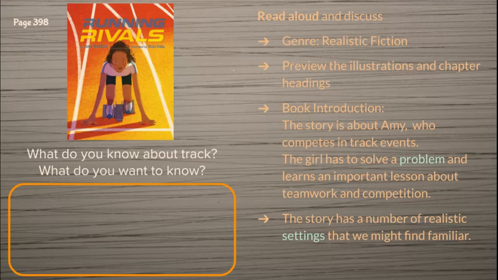As we're getting ready to read this, I want you to turn in your book again to page 398, and you're going to tell me, what do you know about track? What do you want to know about track? You're going to type in the box and write in your book what it is that you know about track. If you don't know anything about track, you can say, I don't know anything. Maybe you want to learn what is track, and that could be your question.